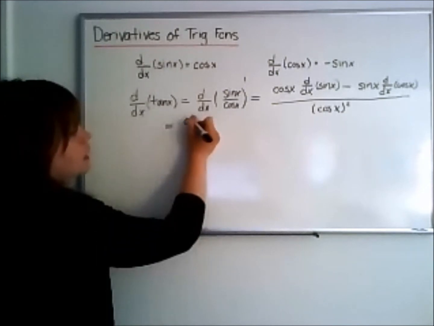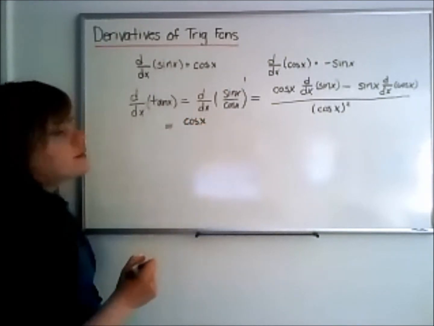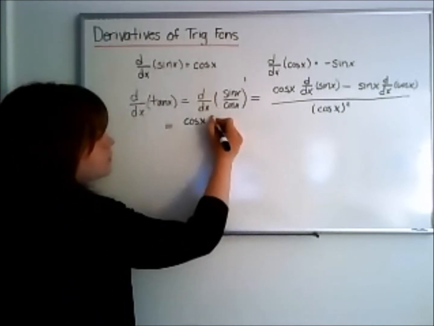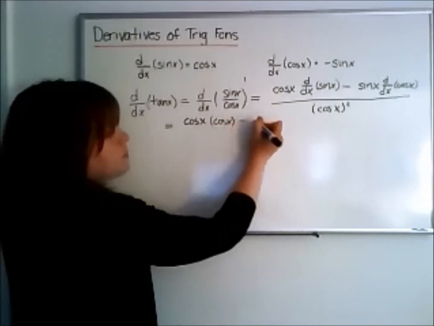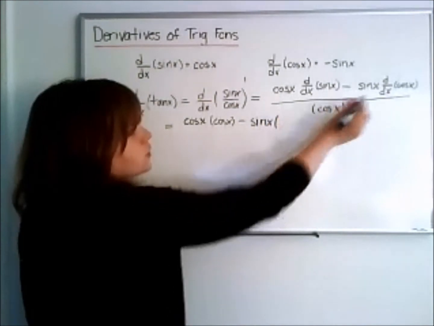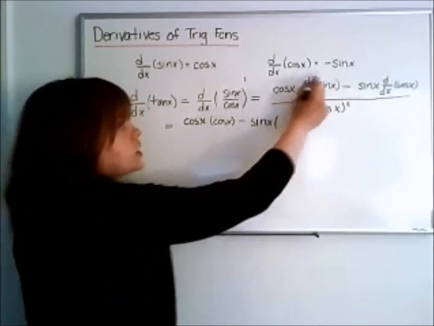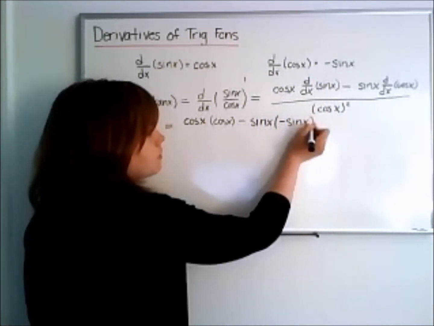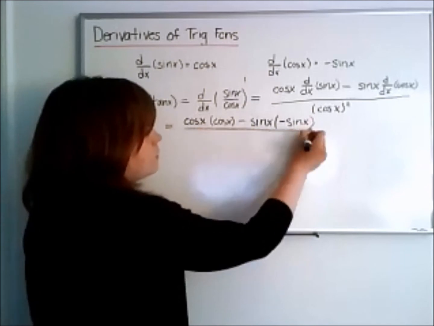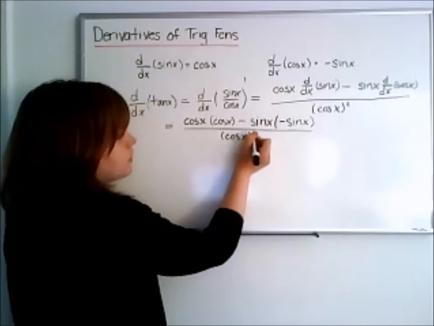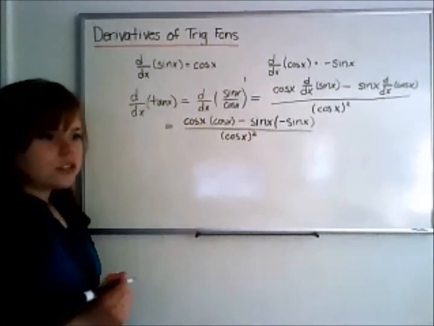So we have cosine of x. The derivative, again, of sine of x, as I've listed up here, is cosine of x. Minus sine of x times the derivative of cosine of x, which is negative sine of x. And again, we're not going to forget the denominator. Cosine of x, that function squared.